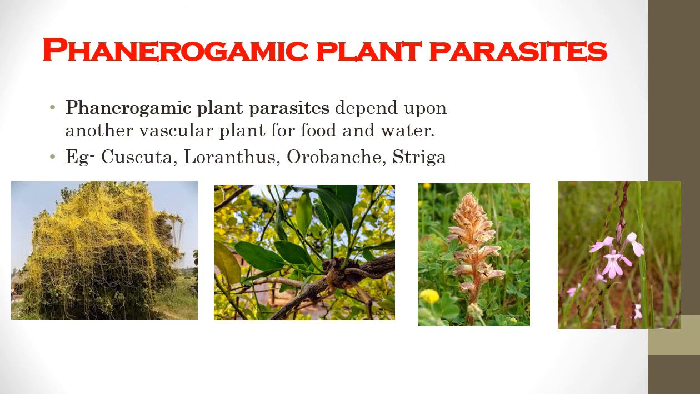We can see Orobanche in the fields of maize and sorghum. And the fourth one is Striga. Pink colored flowers are produced by Striga. All these phanerogamic plant parasites absorb nutrients through haustoria. These parasites produce haustoria so that nutrients can be absorbed through them. What haustoria are and all those things we can see in the general characters, so that it will be very easy to understand all the concepts. Okay.